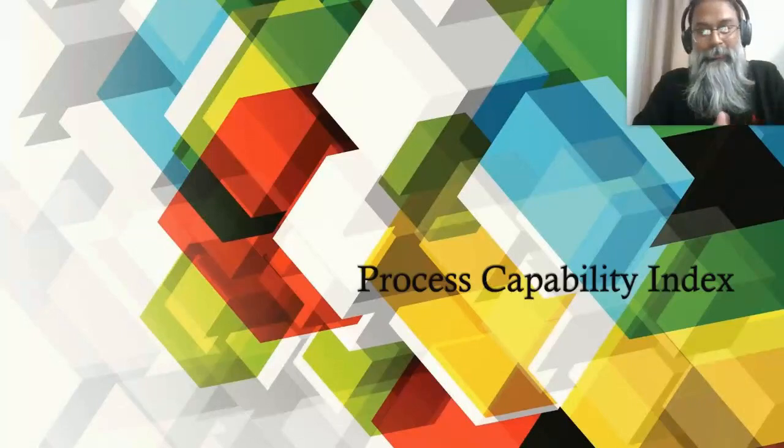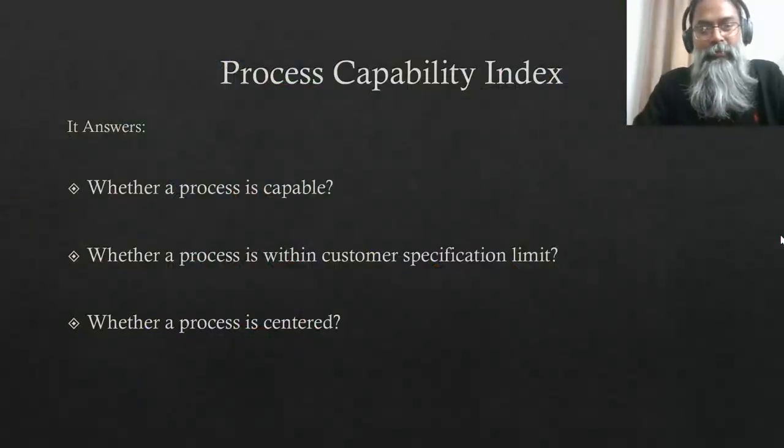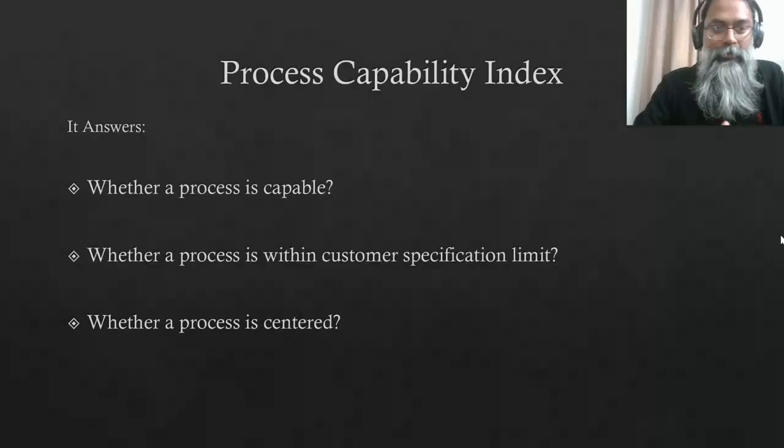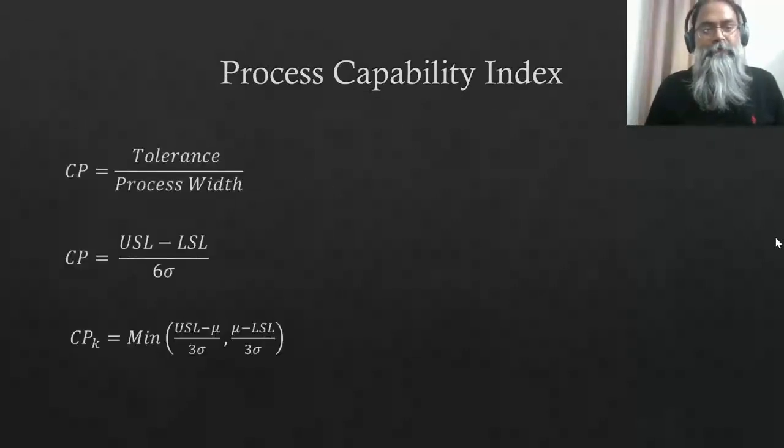Hello. In this clip, we will learn about Process Capability Index. Let's first understand what it is good for. Process Capability Index will help you to answer these three questions: whether a process is capable of meeting customer needs, whether a process is within customer specification limit, and whether a process is centered. All these three questions are very important for a process owner to answer. So let's go through this and see how we can answer these questions.